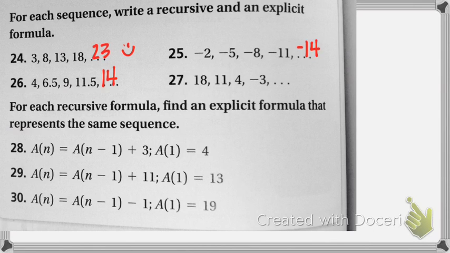And then number 27, 18, 11, 4, negative 3. So I go down 7, down 7, down 7. So down 7 would be negative 10. Okay. Get out a sheet of paper or use the same sheet of paper you're using and number to 10.